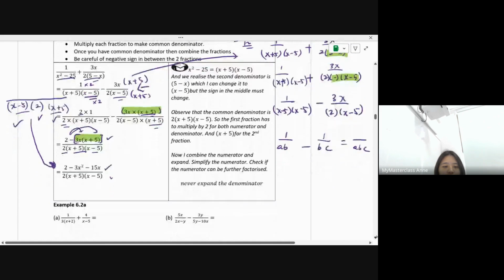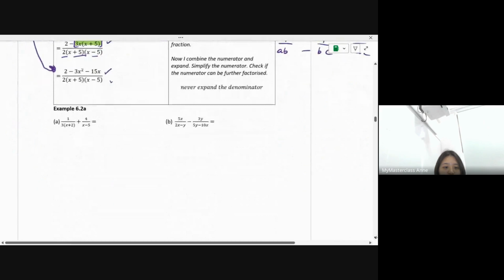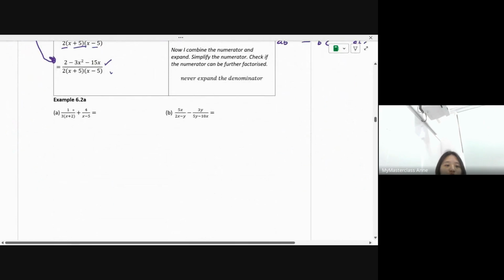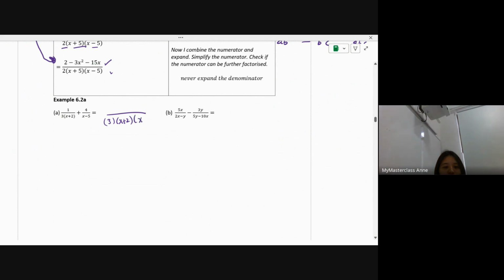Okay, this one is done already, right? Then we look at the next question. Now we have 1 over 3 bracket x plus 2, plus 4 over x minus 5. So what should be at the bottom? What should be our denominator? I should have a 3, I should have an x plus 2, and I should have an x minus 5.